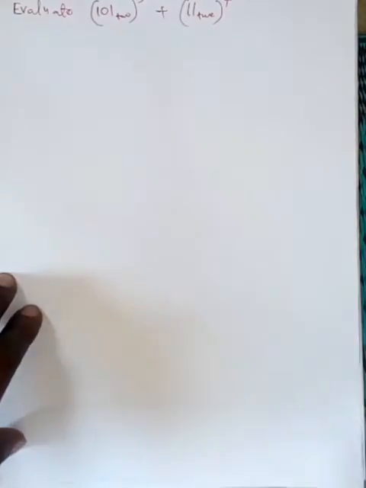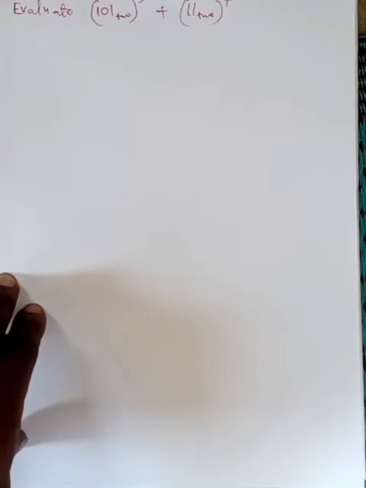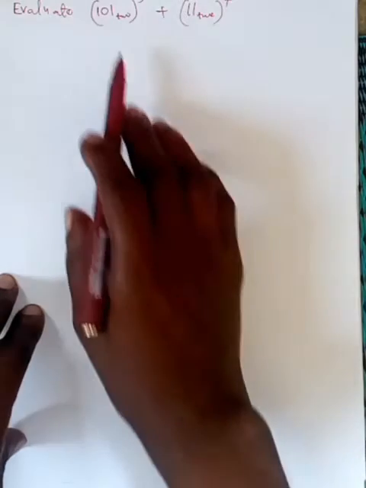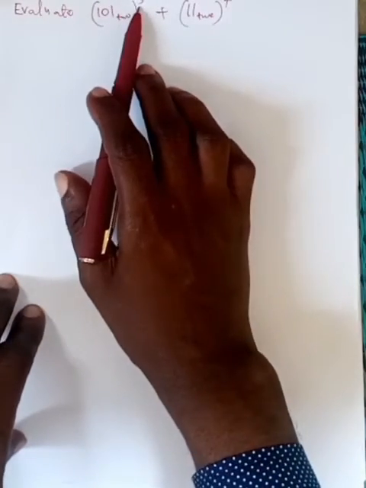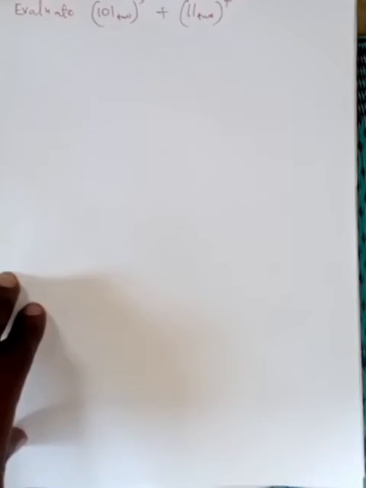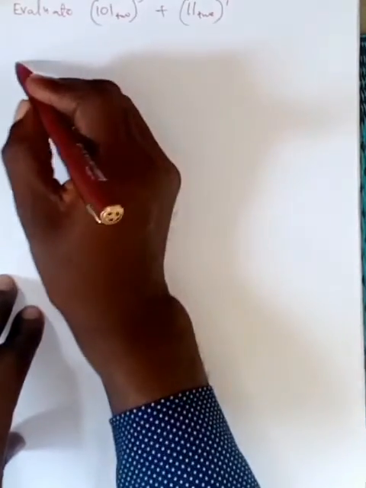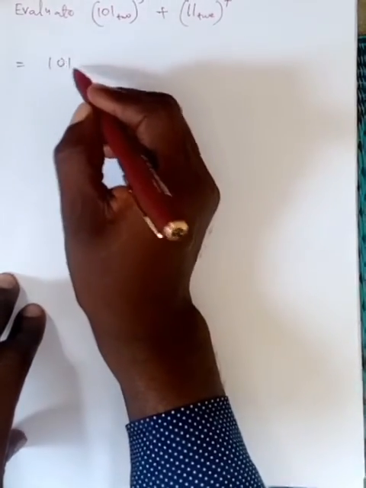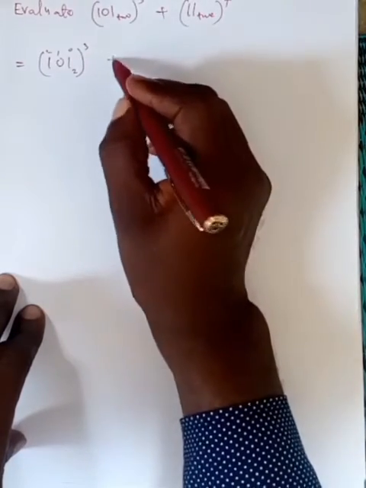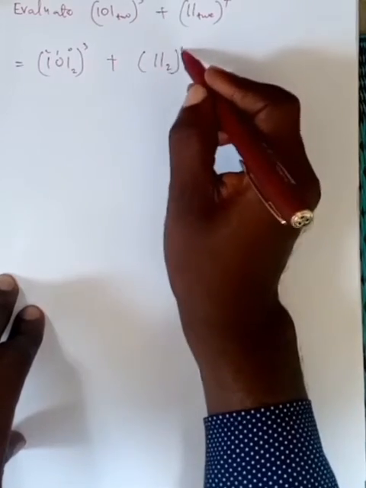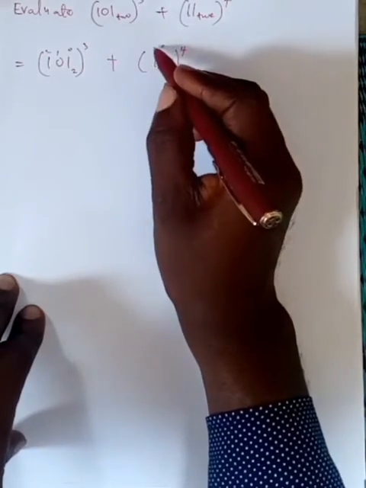The pattern is the same. We are going to convert each number here to base 10. From base 10 we can do what we are asked to do here. The addition will follow, and the overall result we get at the end may then be converted back to base 2. So I have 101 base 2, positions 0, 1, 2, raised to power 3, plus 11 base 2, everything raised to power 4. This is positions 0, 1.